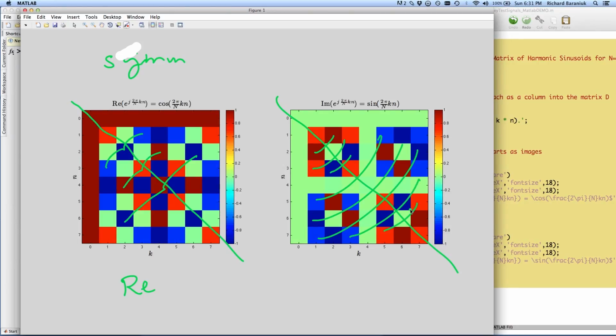Okay, and so these matrices are symmetrical, which is going to play a really nice role in the DFT, thinking about the forward DFT and the inverse DFT. But we'll talk more about that in week 3.